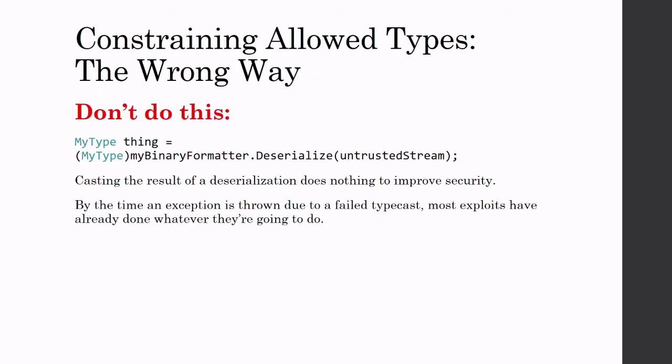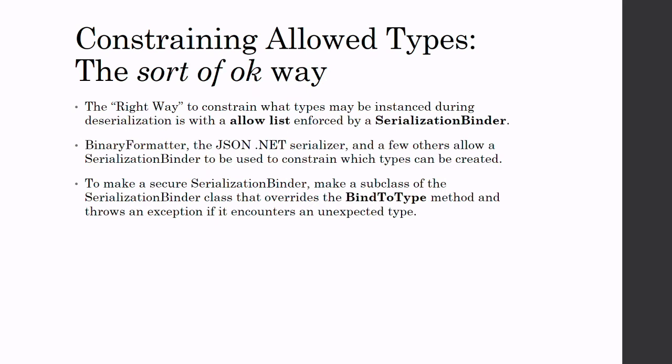So the way you want to do an allow list is not this. If you do a typecast after an insecure deserialization, that's not going to actually provide you with any security. Most gadgets that you can get code execution through for deserialization will have already executed before you get an invalid cast exception for this sort of thing. Instead, the sort of OK way to enforce an allow list for your deserialization is to use a serialization binder.